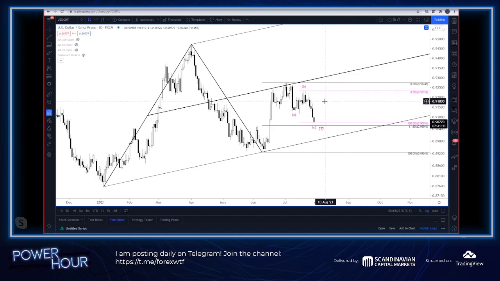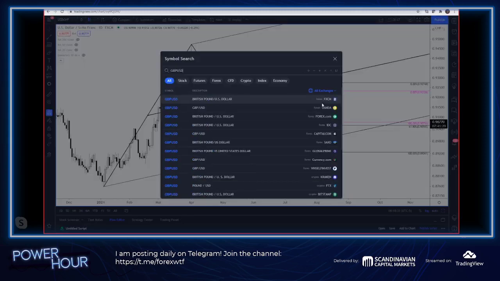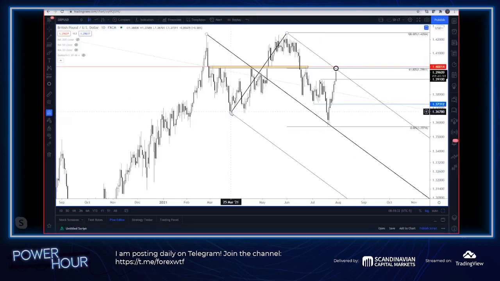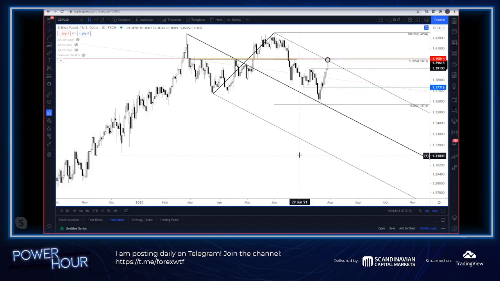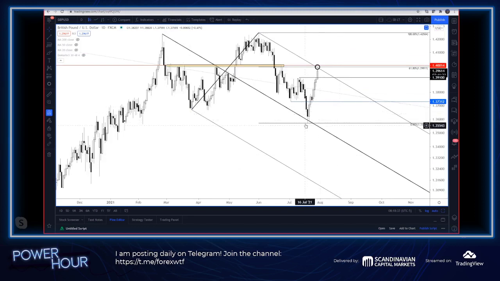All right, so let's look at cable, because I'm loving this cable chart right here. This is again a perfect pitchfork. Where's that low? Right on the median line, and we are almost all the way up to the upper parallel, which is 140. Just look across the chart, highlighted. You can see 140, absolutely perfect. Huge level, not just a psychological barrier, but the chart tells a story here. Look at all that resistance, support, resistance, and we're very close.